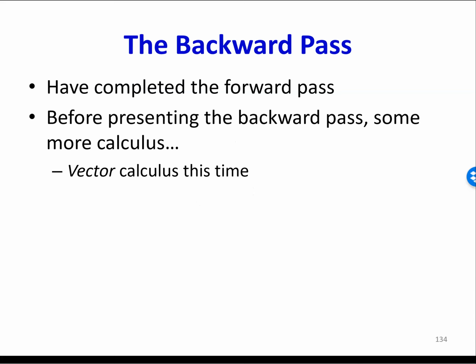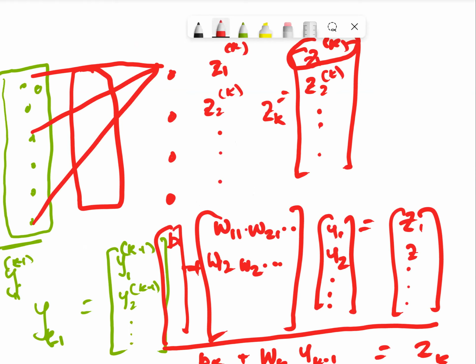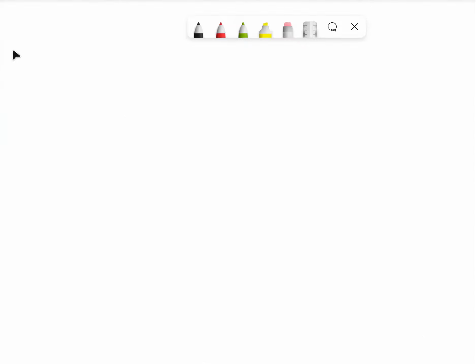So now we have to work with a backward pass. When you begin talking about the backward pass, we have to deal with derivatives. And so now we have to worry about what derivatives look like.